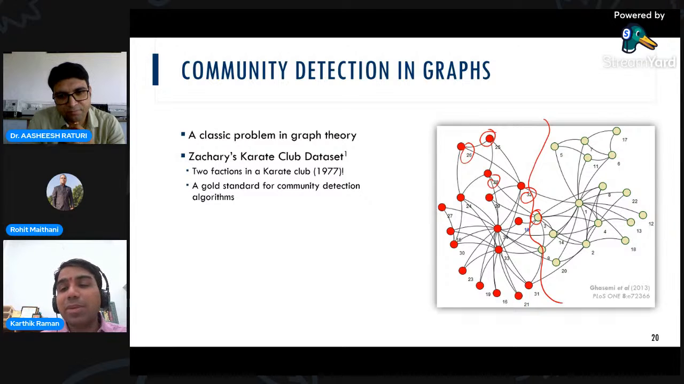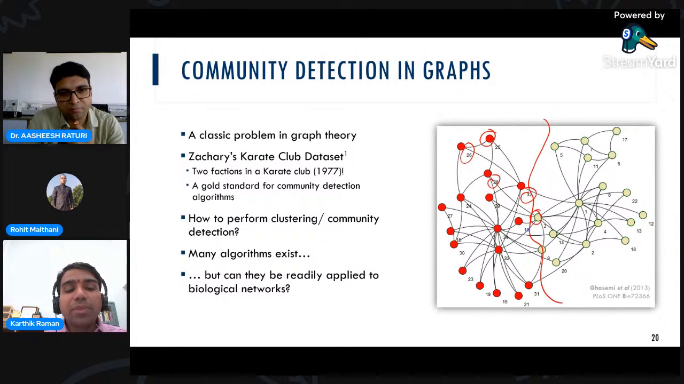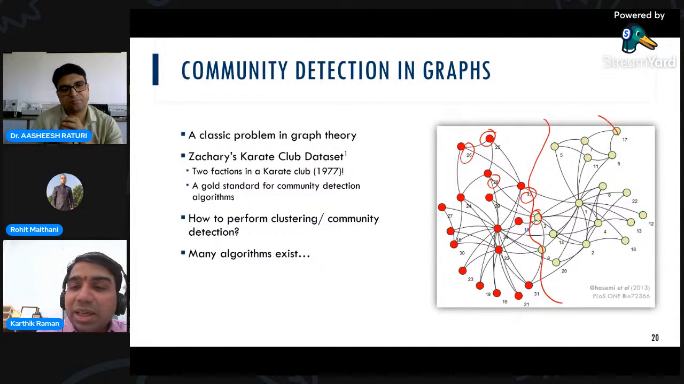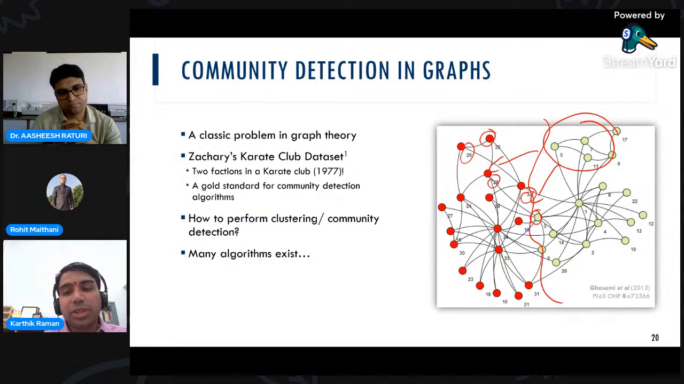So this has today become a sort of gold standard, at least in computer science circles, for testing community detection algorithms and so on. But crudely speaking, you want to understand what are the nodes that are more tightly connected to one another than with the rest of the community, the rest of the network. Okay? And there are many algorithms that exist, but can you apply them directly to biological networks?